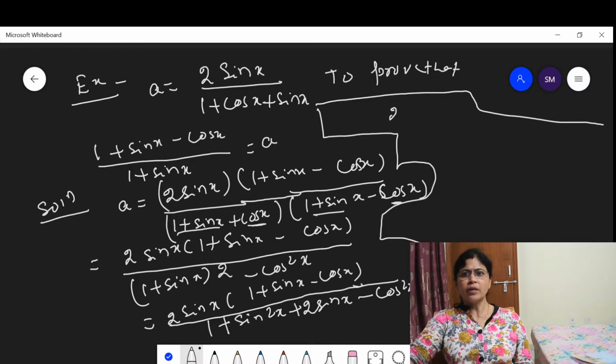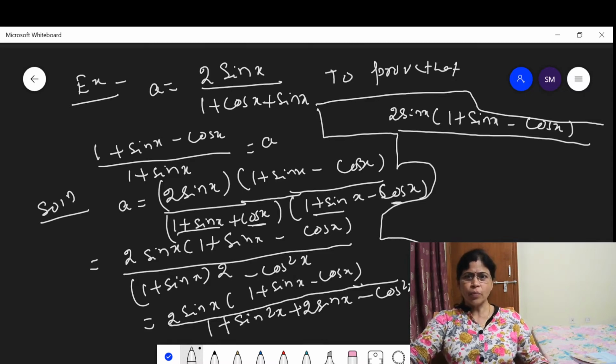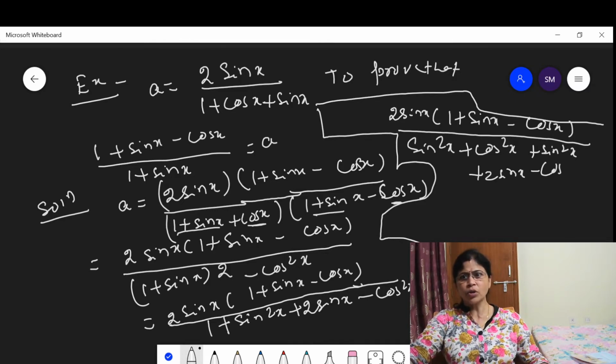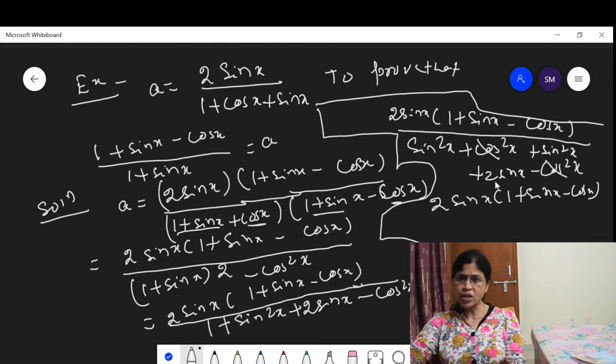Keep the numerator as it is, 2 sin x into 1 plus sin x minus cos x, and the denominator is, in place of 1 we can write sin square x plus cos square x, plus sin square x plus 2 sin x minus cos square x. Plus cos square x minus cos square x cancels. The numerator is 2 sin x into 1 plus sin x minus cos x. The denominator is sin square x plus sin square x, meaning 2 sin square x.